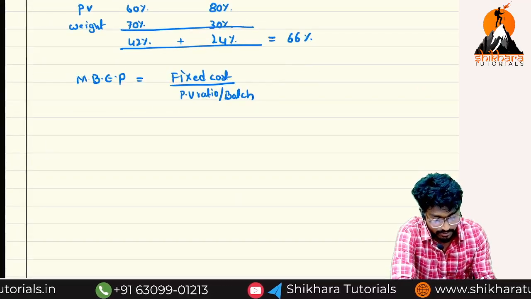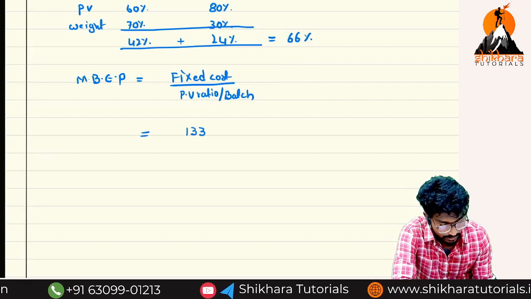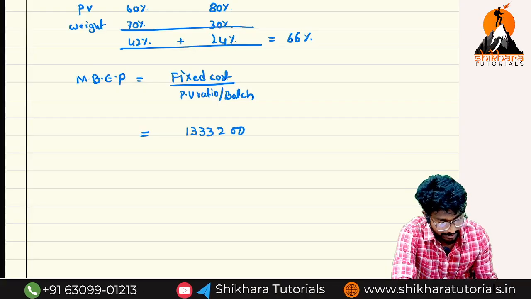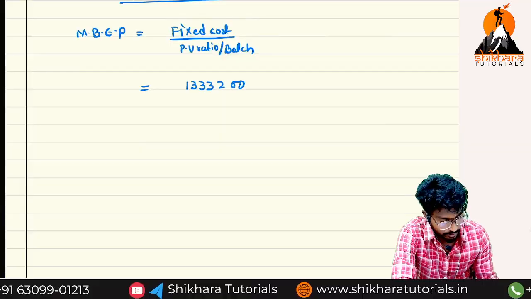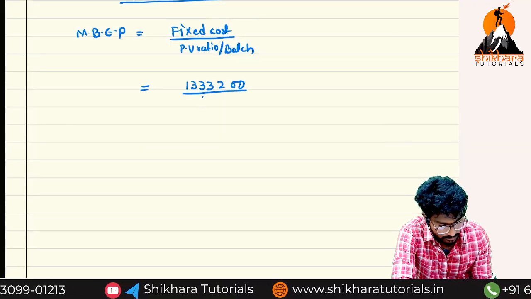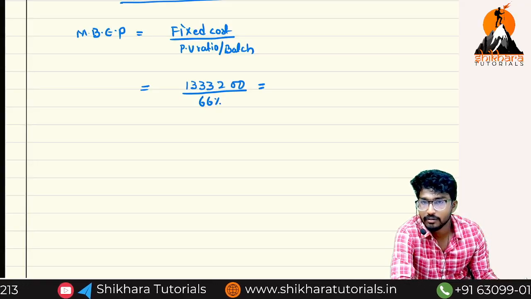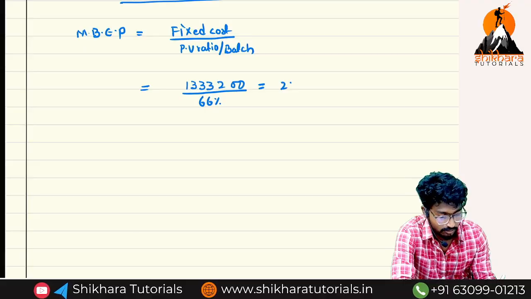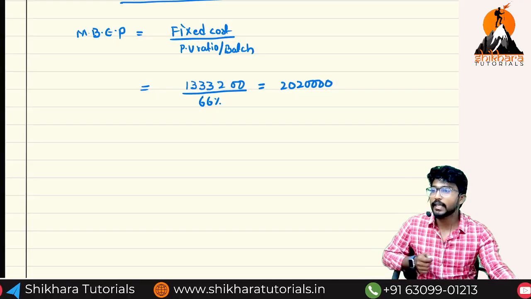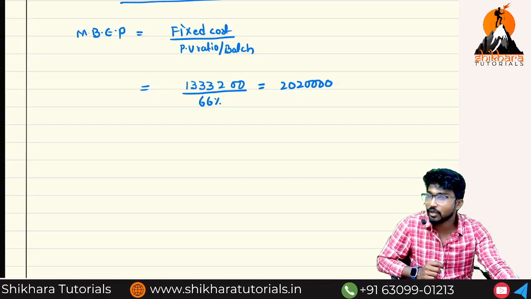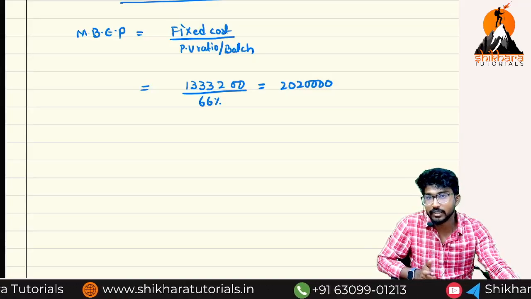Now, what is the fixed cost in total? We have 13,33,200. Am I correct? 13,33,200 divided by 66%. 20 lakhs 20,000 is our what? BEP sales. Our BEP sales for the entire company is how much?